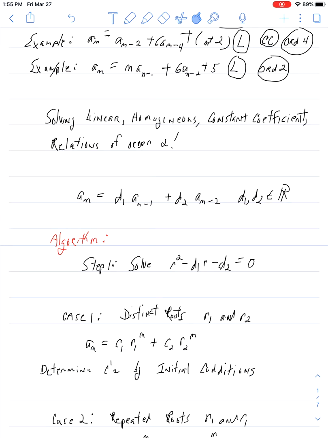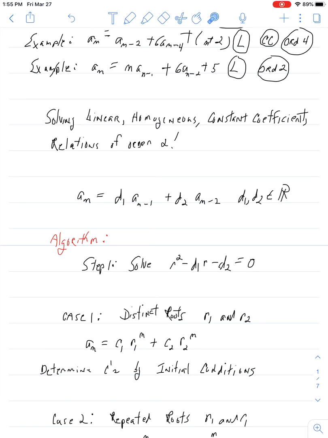In this video, we're going to talk about solving a special kind of recurrence relations that fall under the category of linear, homogeneous, constant coefficient recurrence relations of order 2. Now that sounds pretty highfalutin, but essentially what that means is it's a recurrence relation that looks like this. a sub n is d1 a sub n minus 1 plus d2 a sub n minus 2. And the restriction is, since it is constant coefficient, that d1 and d2 are just numbers, elements of the reals.